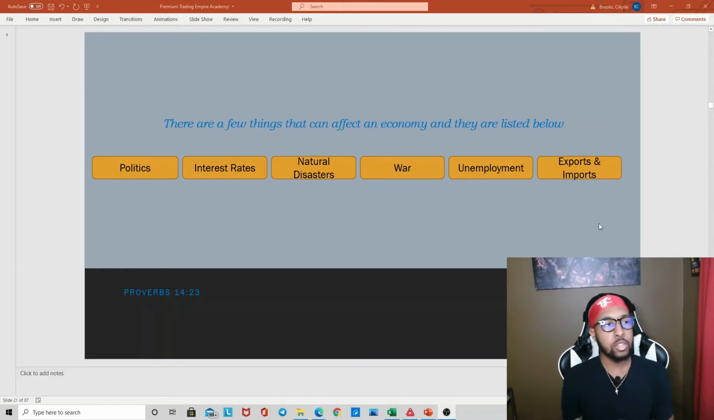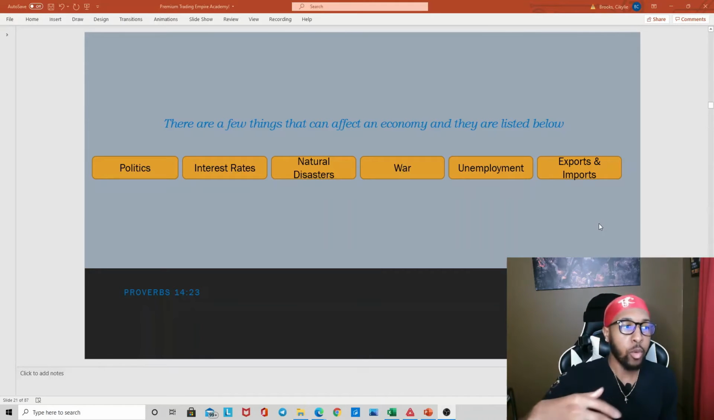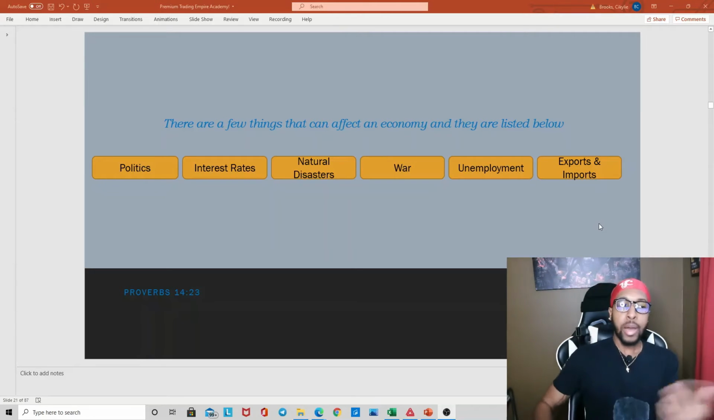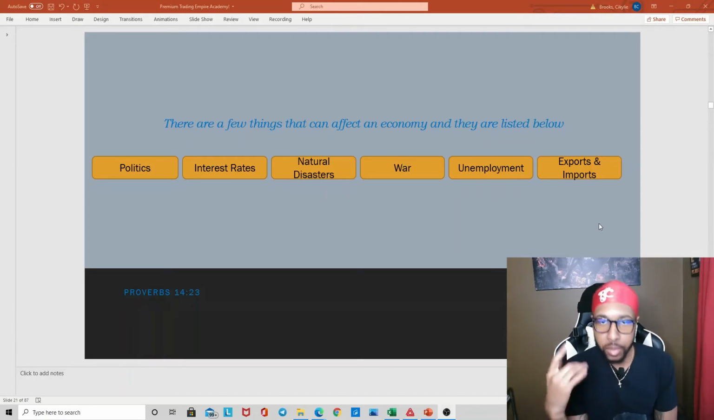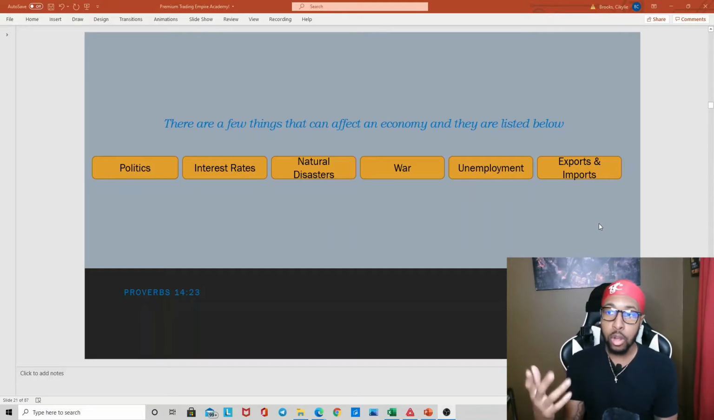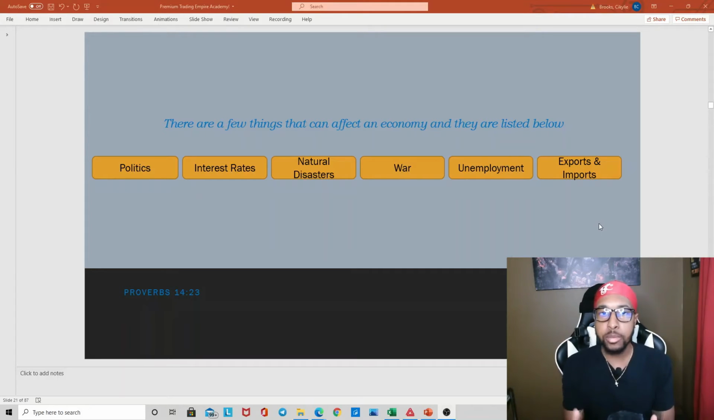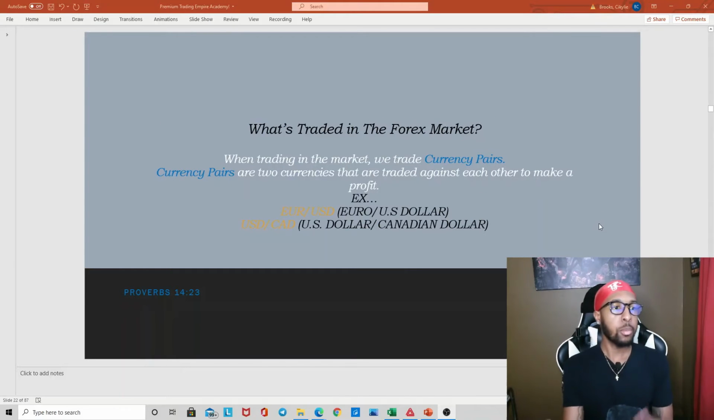Just like I was telling you guys, these are a few things that can affect the economy, which I listed below. There are certain things that move the market in a certain direction, or that will affect a country's economy, which are politics, interest rates, natural disasters, a war, unemployment, and exports and imports of goods. Okay, so boom.